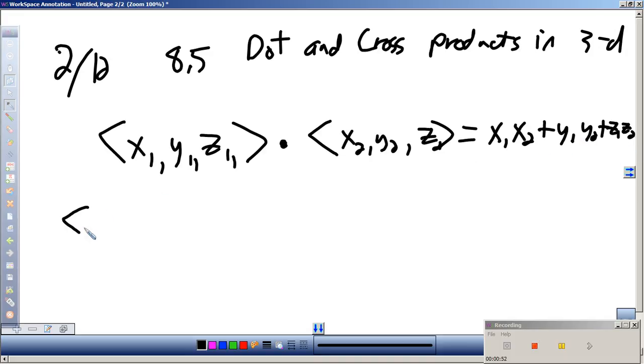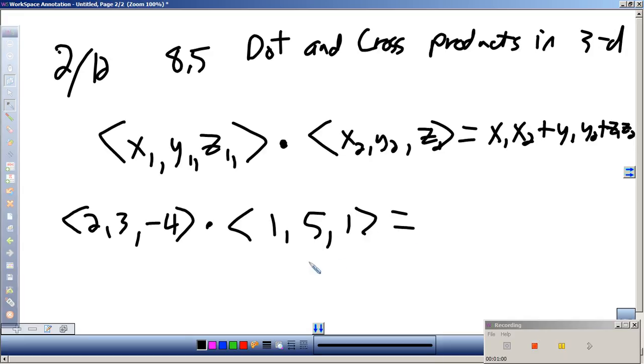Yes, so for example, let's say we did 2, 3, negative 4 dotted with 1, 5, 1. What do you get? Two times 1, 3 times 5, negative 4 times 1, so 2 plus 15 minus 4, 17 minus 4, 13. So the dot product is still easy, still the same thing we did with two dimensions. Now the cross product is a bit more difficult and more time consuming.